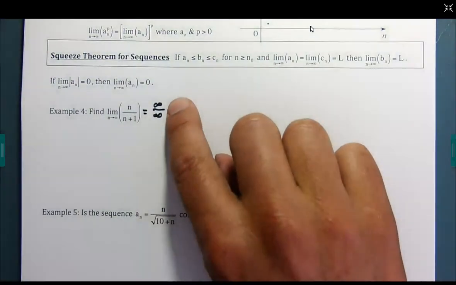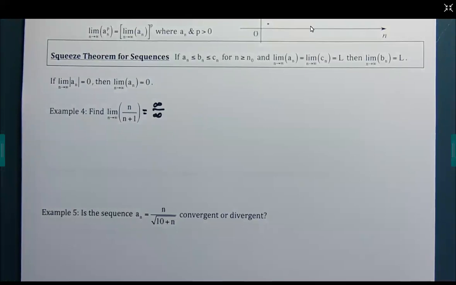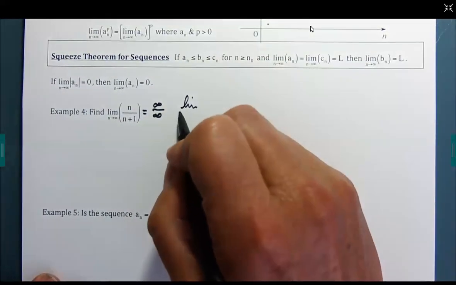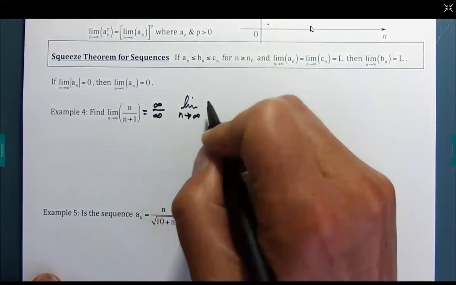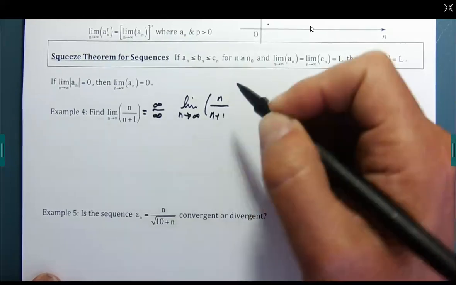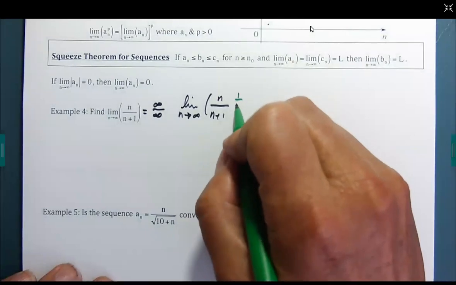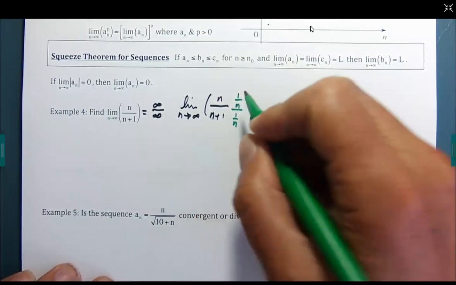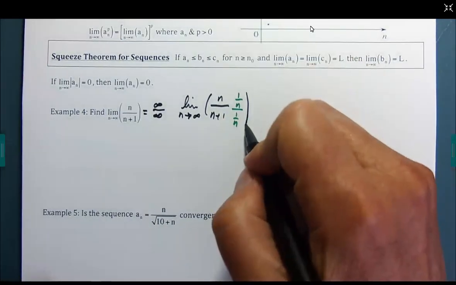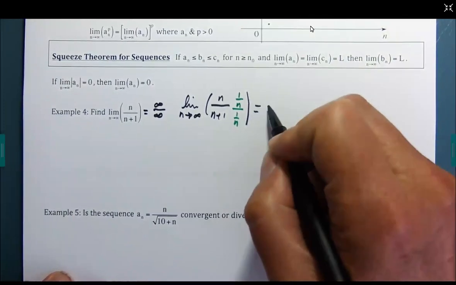So because it's one of our indeterminate forms, what I'm going to do is multiply the top and bottom, let me rewrite it. I'm going to multiply the top and bottom both by 1 over n. This is a trick we learned earlier in Calc 1, actually. So this gives us this.